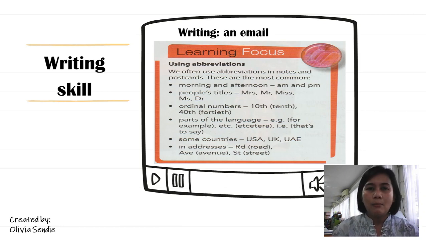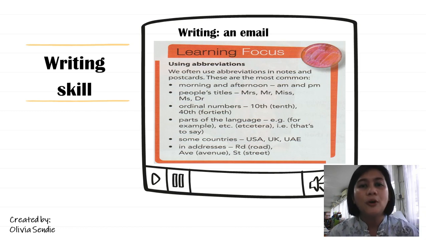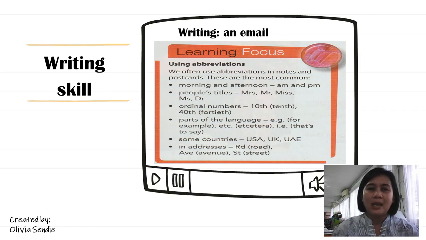See, morning and afternoon, we write it as AM and PM, right? We always use the word, but we don't know how they call. And then people's titles, Mr., Mrs., Madam, Doctor, yeah? And then ordinal numbers, 10th, 40th, okay? Parts of the language, e.g., for example. How can for example become an e.g.? But that is how it was written.